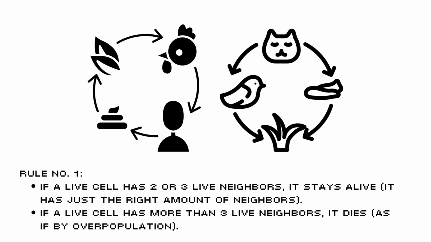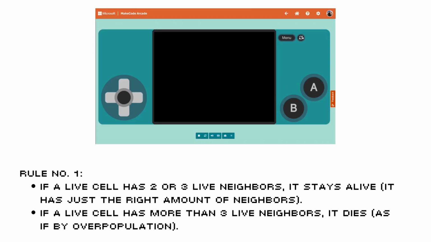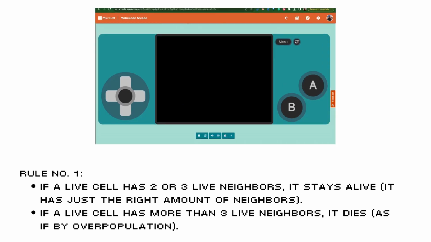More than 3 live neighbors means that the cell may not have enough to eat or space to live, so the cell does not survive. Now let's turn off rule number 1 to see how it goes.